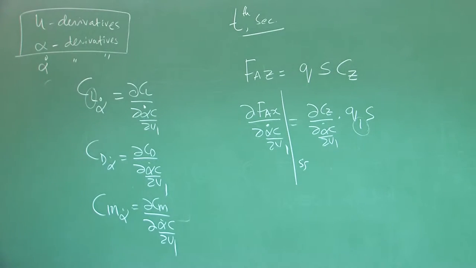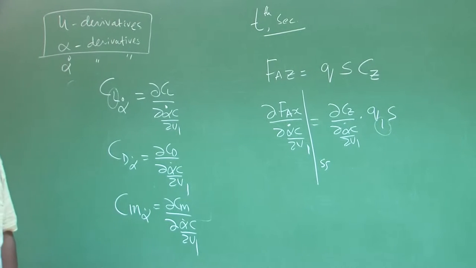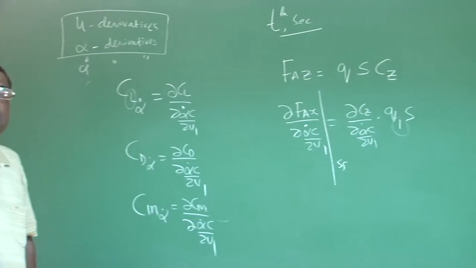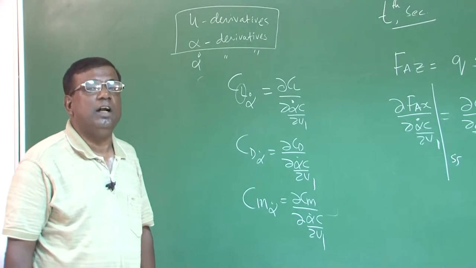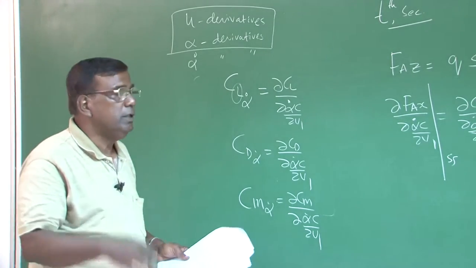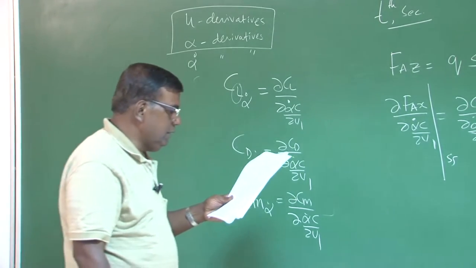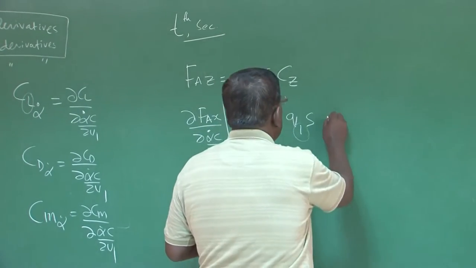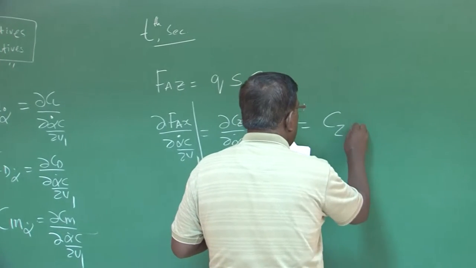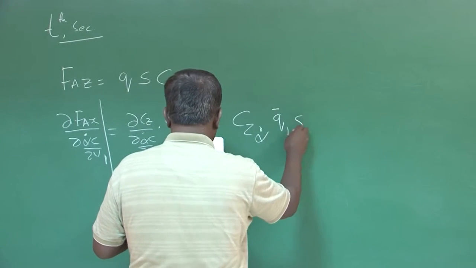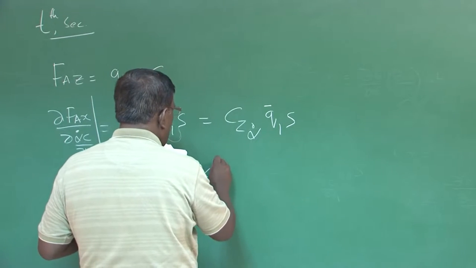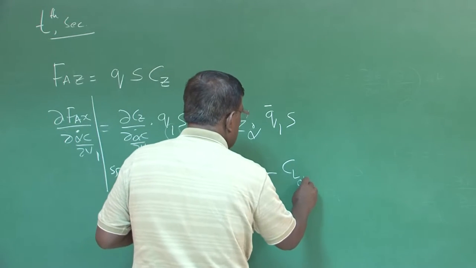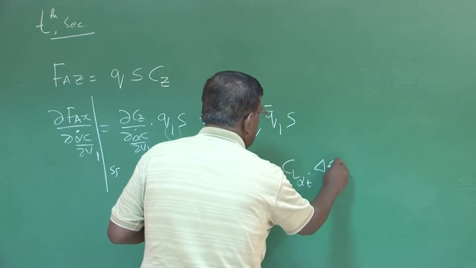What was the steady state? For our analysis, it is the cruise, right? So whatever the cruise speed was, the dynamic pressure corresponding to that cruise speed at a given altitude at cruise is q1. So these things are well known to you. And after this, what we do? We write it as CZ alpha dot q1 bar S. And now see, what is delta CL tail? That will be minus CL alpha tail into delta epsilon.